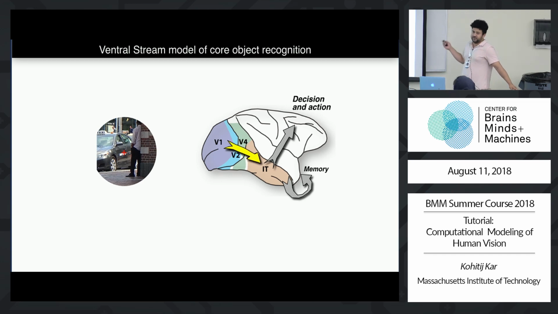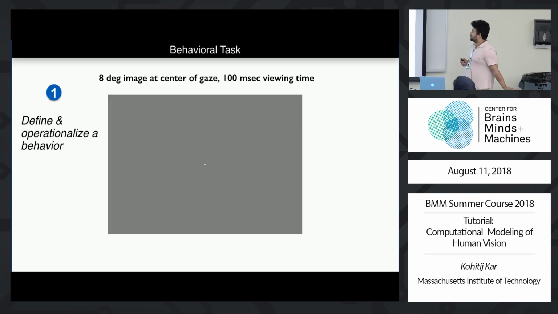This is the ventral visual stream that we were referring to. So I was thinking about how I should organize this tutorial. What I'm going to do is give you an example of how our lab studied this phenomenon and how our lab built a decoding model of this behavior. I'm just going to take you through the steps, so that might make it easier to understand how one could approach the problem.